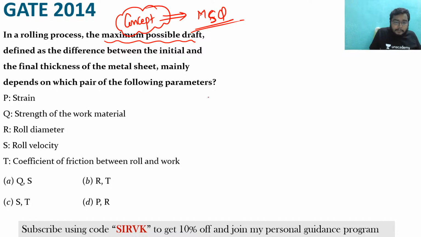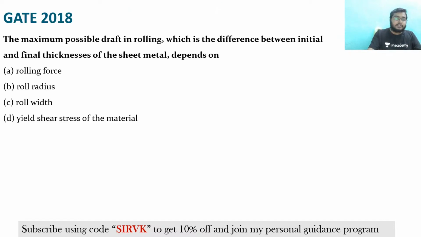So definitely work on your concepts. So what is the maximum possible draft? You know that maximum possible draft is nothing but mu square R. So what are the options? Roll diameter. Yes, it depends on the roll diameter, right? Is it depending on coefficient of friction of roll and work? Yes, it depends on R and mu. So definitely the option would be B. Clear? Okay.